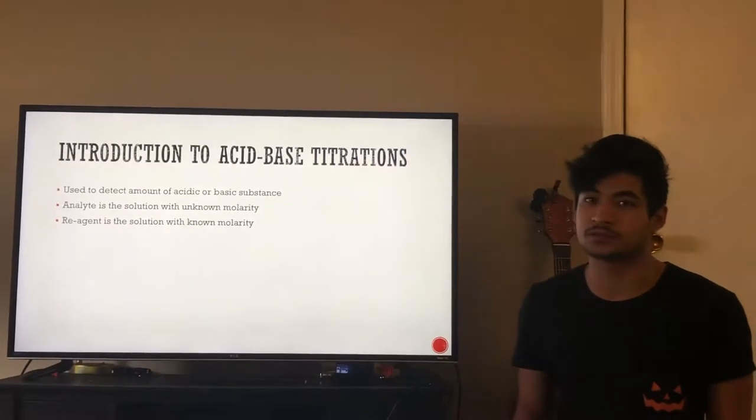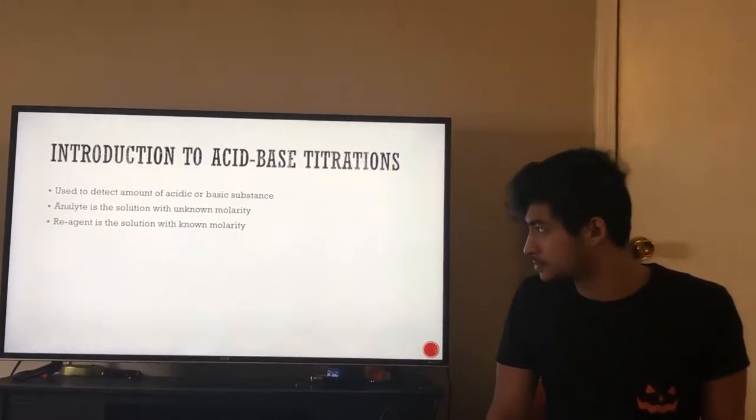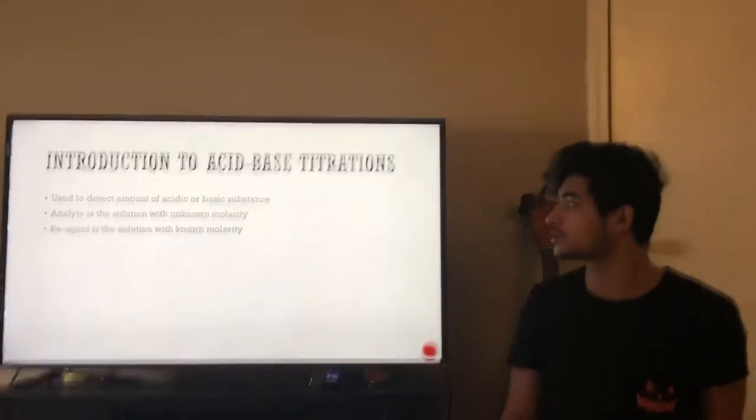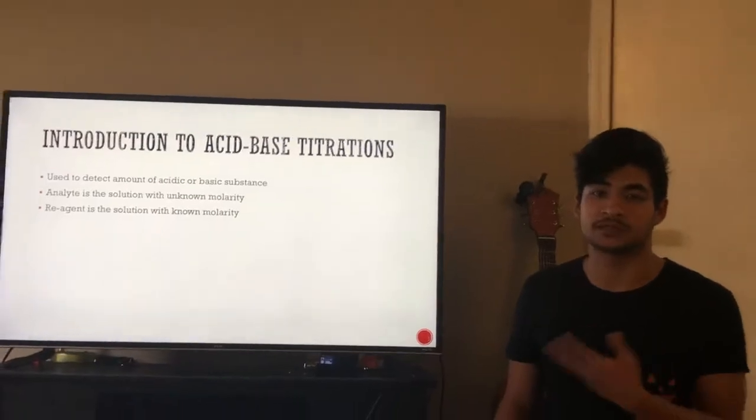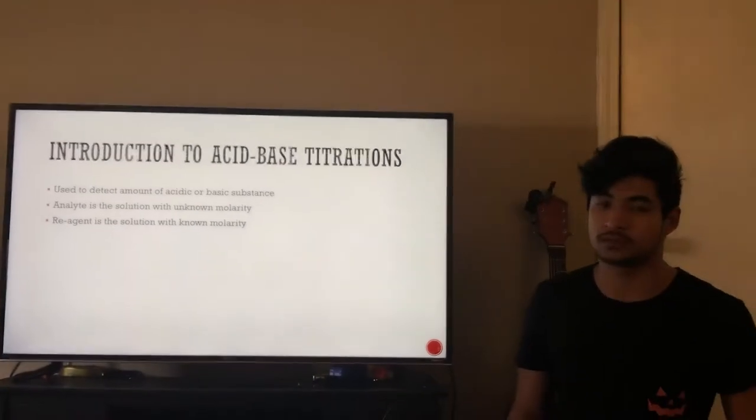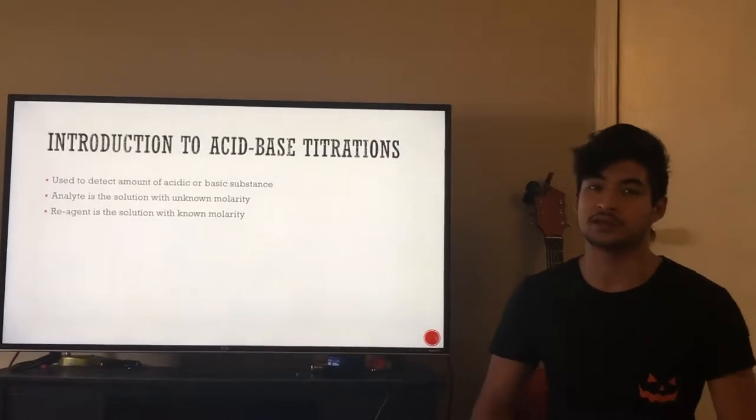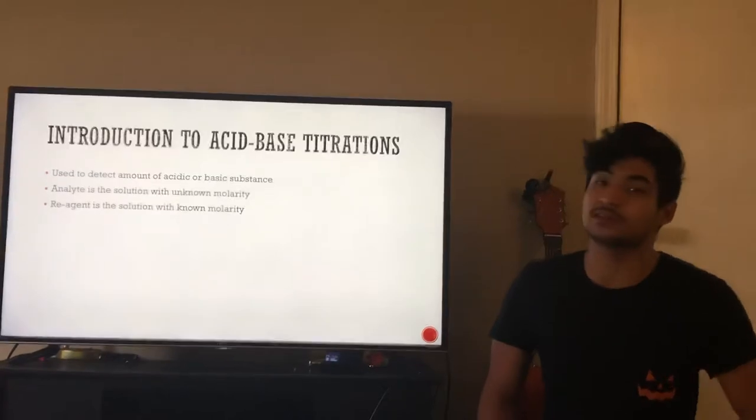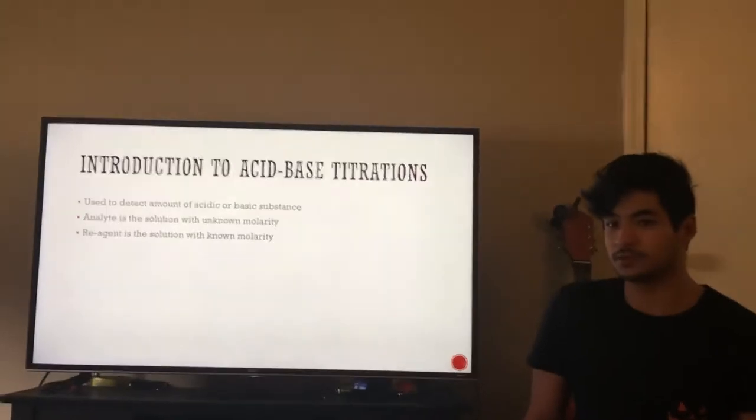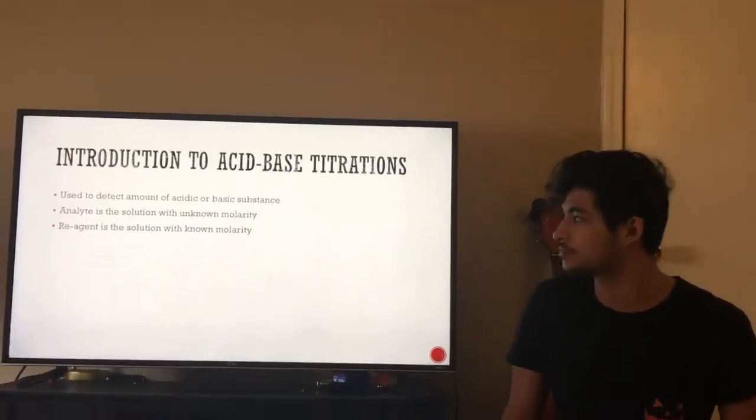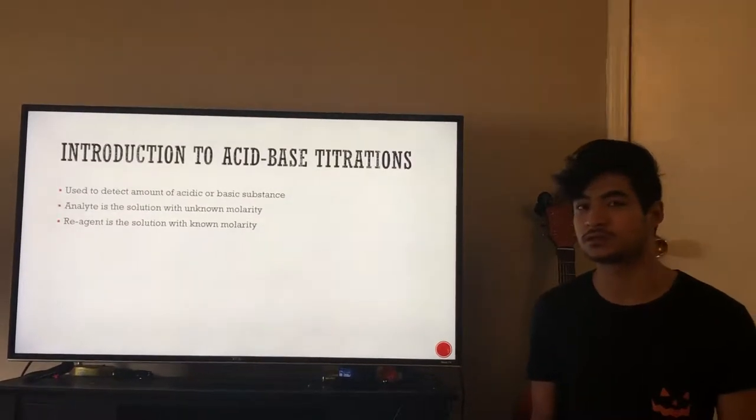Before we get into what the actual article says and what it experimented on, just a small introduction to acid-base titrations. We've done acid-base titrations in my duration here in Kemsley University. I've had the privilege to attend many labs, Gen Chem, Organic Chem, and most recently Analytical Chemistry, and all of those courses require some form of what they term titrations, and that's usually used to detect the amount of basic or acidic substance in a solution.